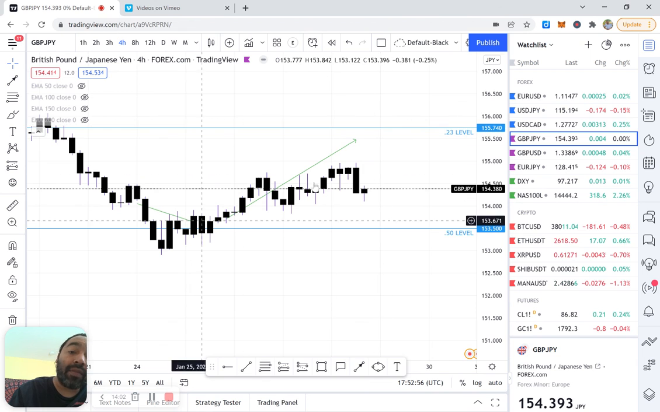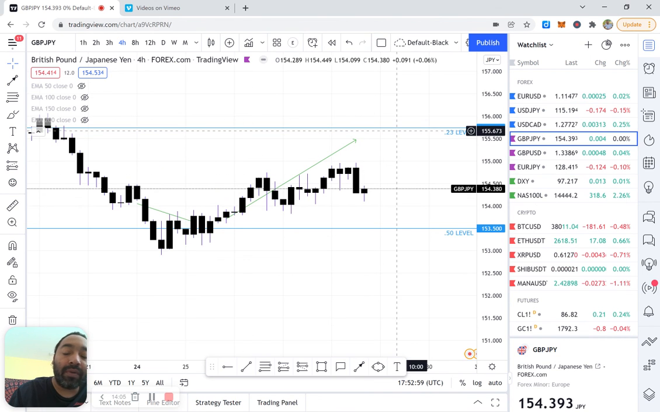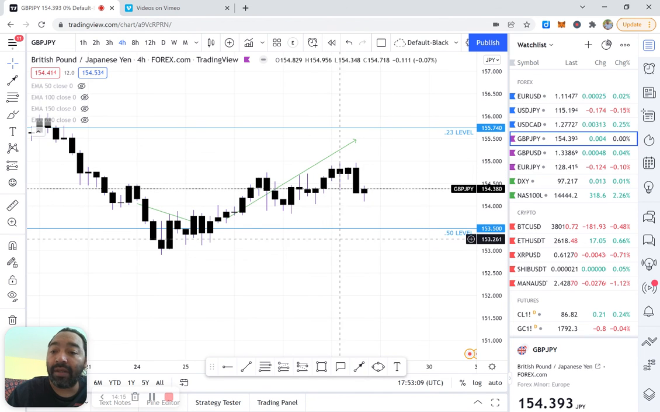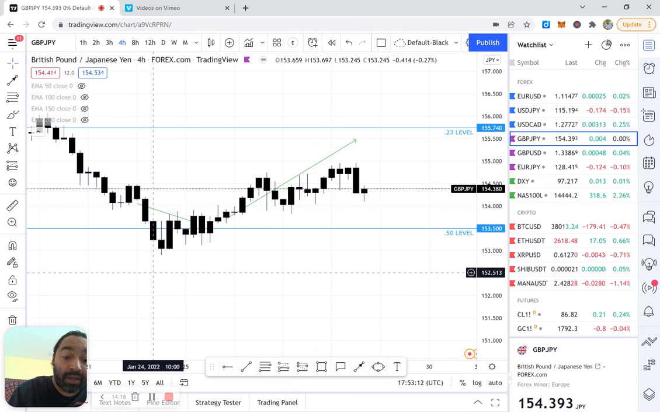I don't think at this point it's going to come up and test this 23. I think if anything, it might come back and test this level here, and then just continue back down. Once it starts to continue back down, that's when I'm going to try to get in. So that's my weekly analysis.